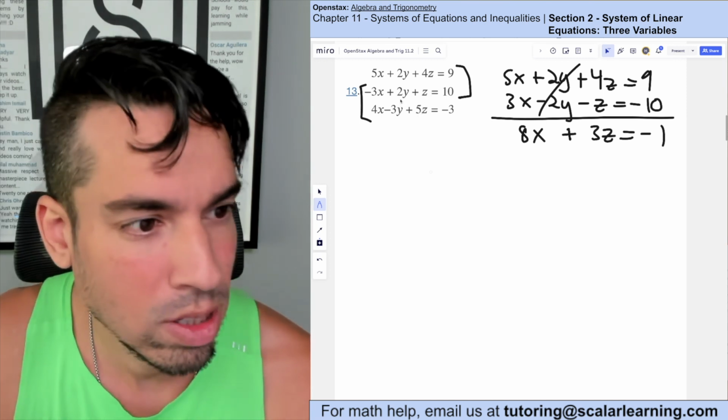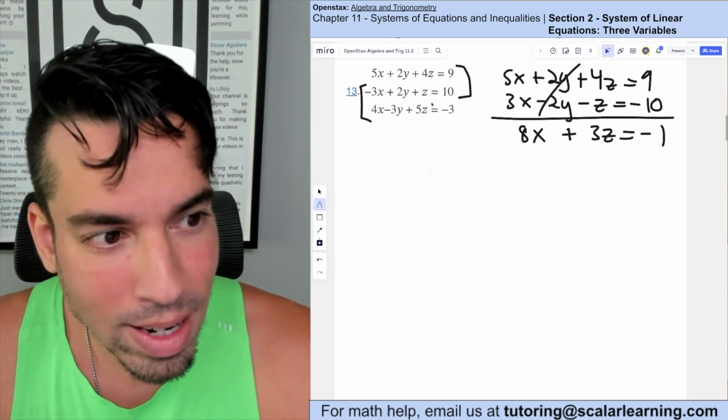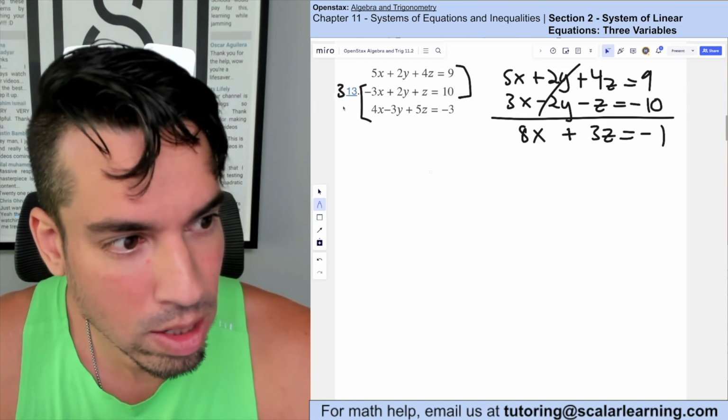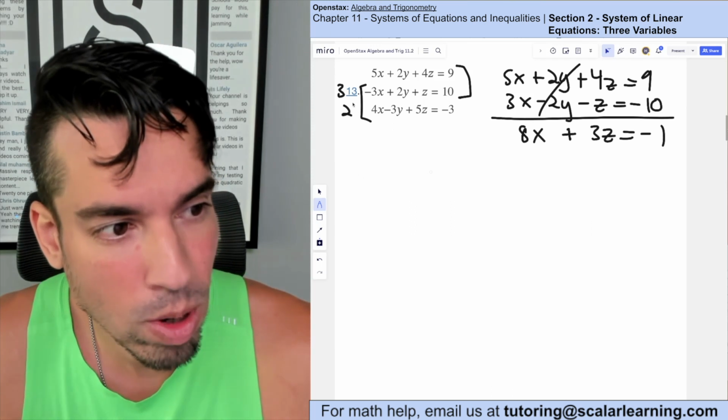Okay, now we're going to do the same thing here. We want to eliminate the y's again. So I'm going to multiply the top one by 3 to get 6y, the bottom one by 2 to get negative 6y. So let's check that out.